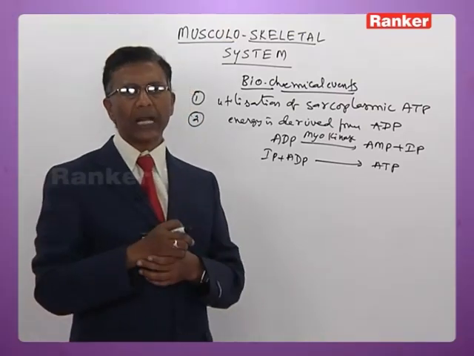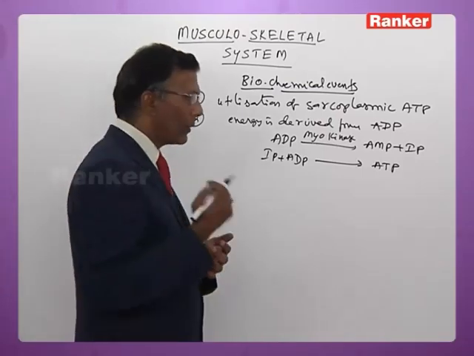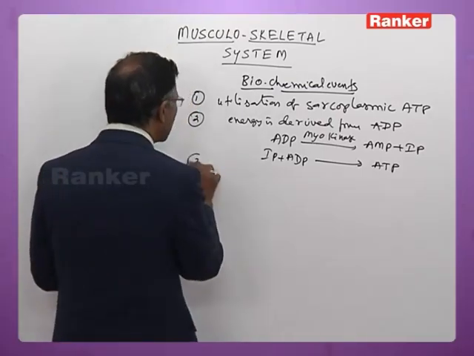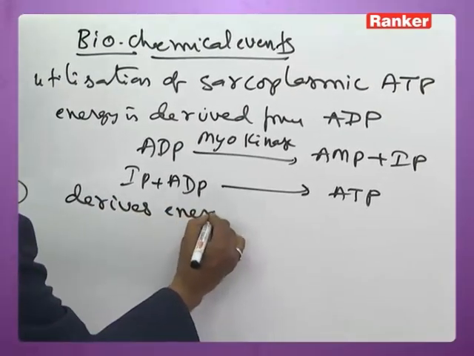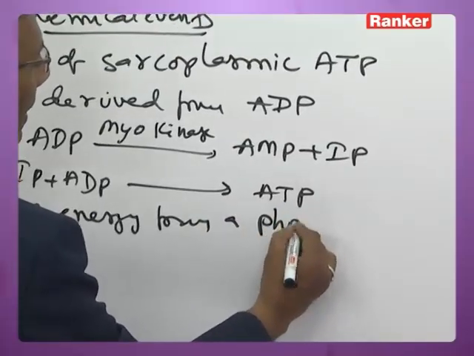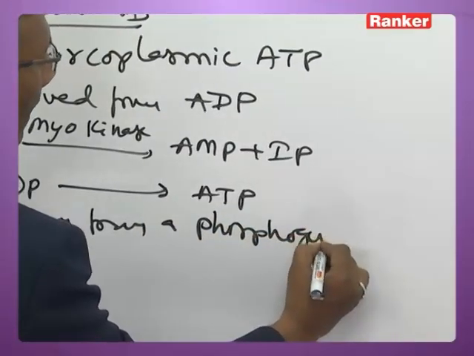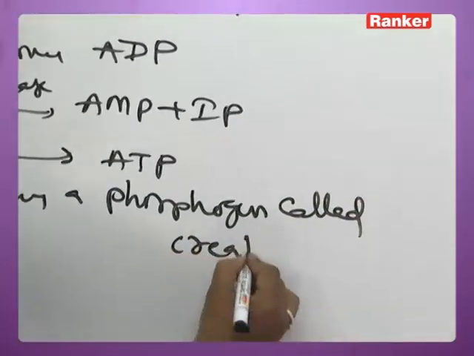Now during strenuous contractions, even that ADP also gets exhausted. When ADP is exhausted, the muscle derives energy from a phosphogen called creatine phosphate.